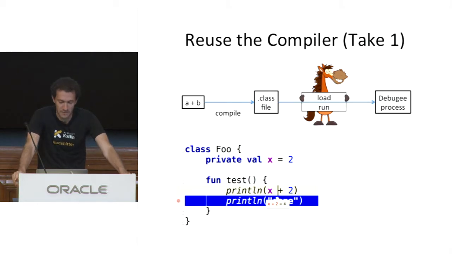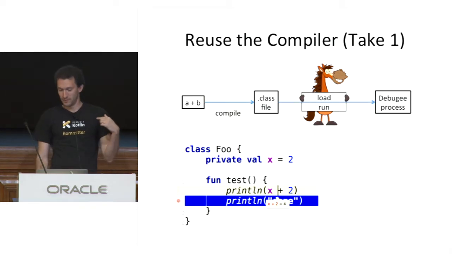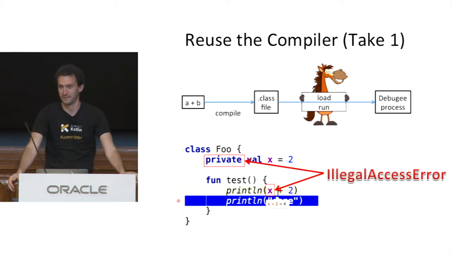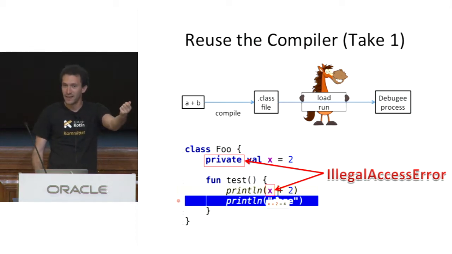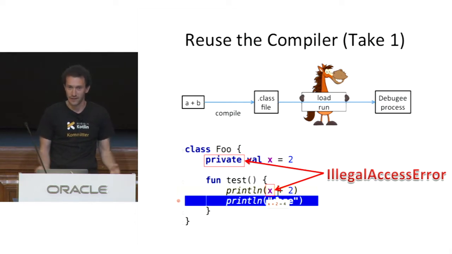Because in this particular case, we are in a very bad situation. So what I want is to evaluate x plus 2, and my x is private. So if I just create another class that wants x, it will fail with the illegal access, and that's it.